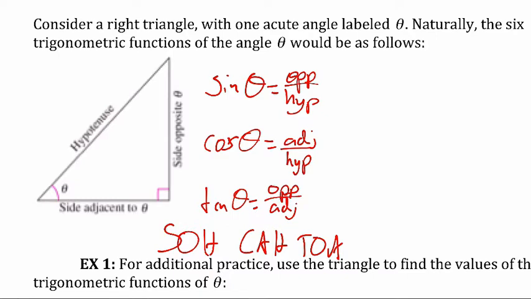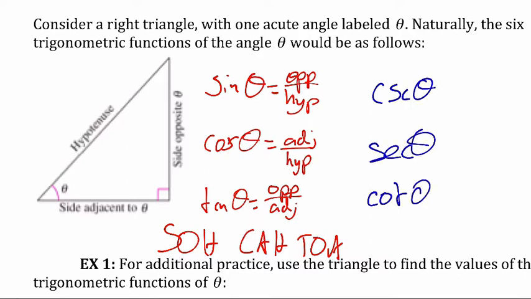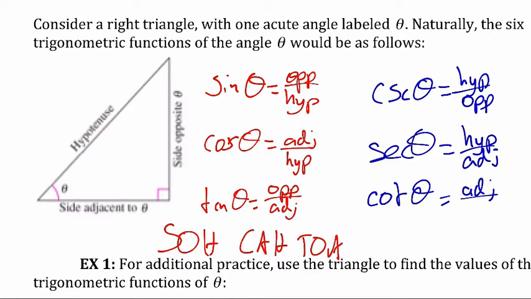Now the other trig functions, the reciprocals, we talked about those a little bit last time. We've got the cosecant of theta, secant of theta, and cotangent of theta. Cosecant is the reciprocal of sine, so that's hypotenuse over opposite. Secant is the reciprocal of cosine, so that's hypotenuse over adjacent. And then cotangent is the reciprocal of tangent, so it's adjacent over opposite.